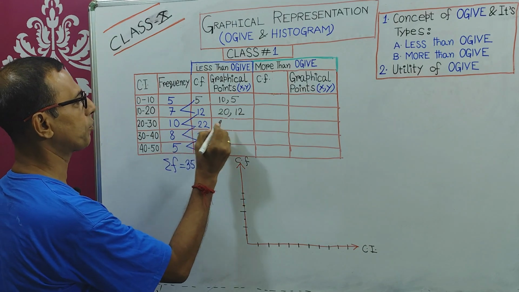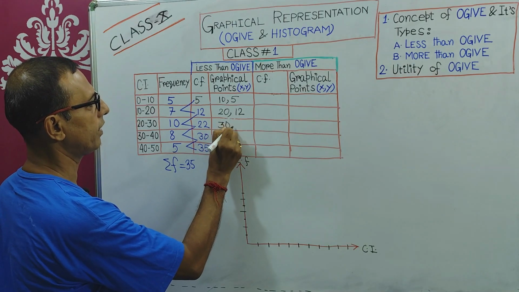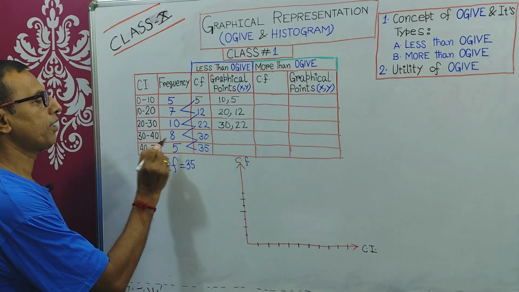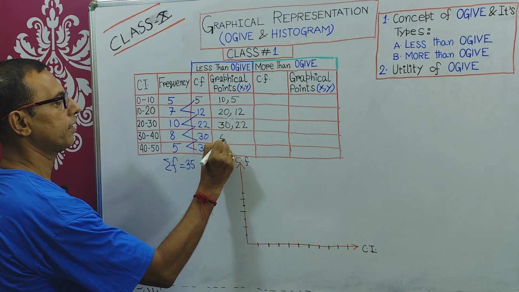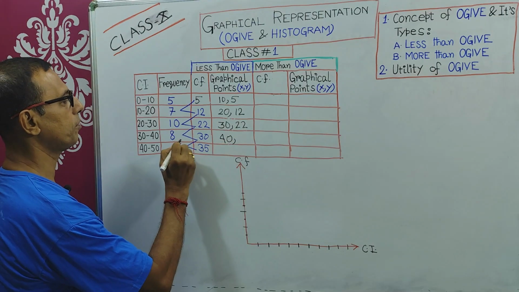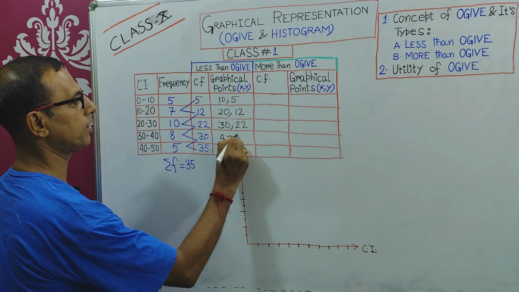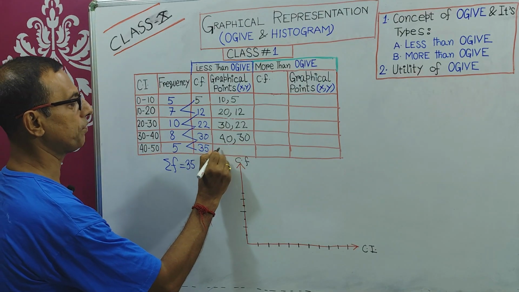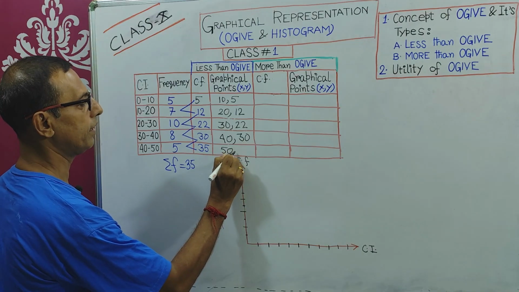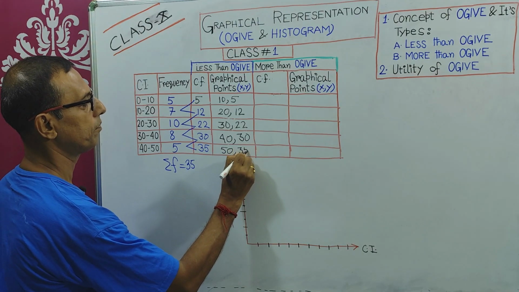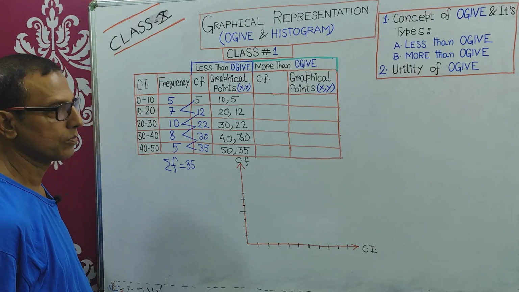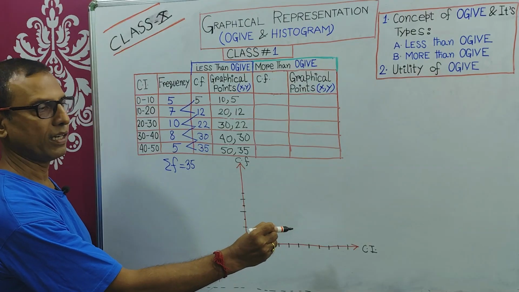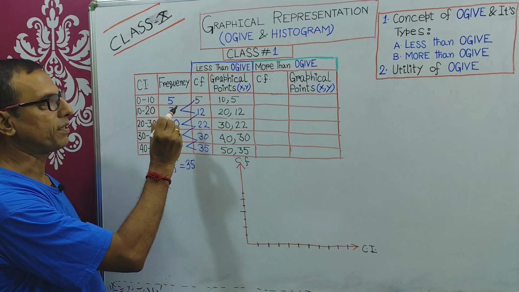Here it will be 30 and 22. Then 30 to 40, here it will be 40, and what is the cumulative frequency? 30. Here it will be 50 as the upper bound and cumulative frequency 35. So 50 and then 35. Now all the points we will plot graphically here. So what exactly is the interpretation?